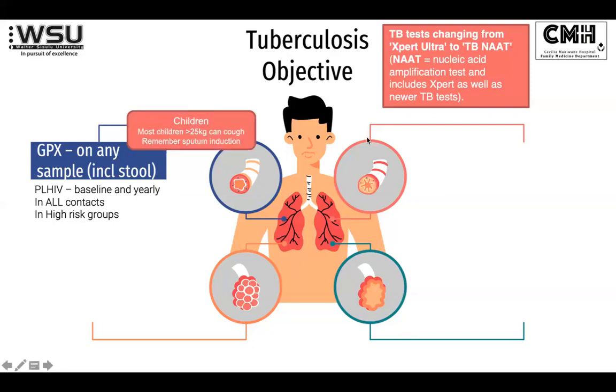So most children who are over 25 kilograms, sort of over 8-year-olds, should be able to produce a sputum. So you're going to try at all costs to get a sputum from your children as well. And do remember sputum induction. The guideline still talks about gastric washings, but we actually know that there's much better evidence to do a sputum induction on a child to actually get a sputum sample.